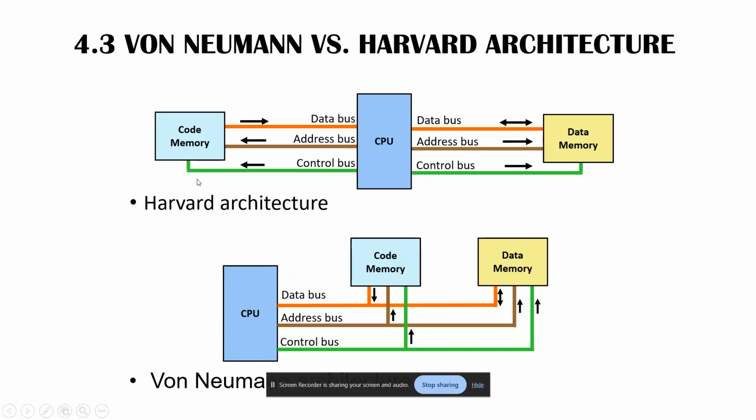Moving toward the next slide, Neumann and Harvard architecture. In Harvard architecture, both code memory and data memory are in parallel with the CPU, but not in parallel with each other. Why? In Von Neumann, both data memory and code memory are in parallel to each other but in series with the CPU.